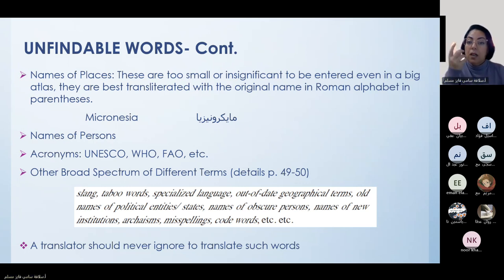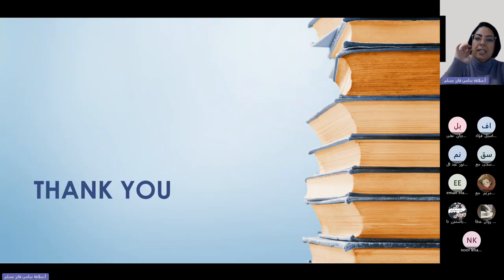You have to do research to find the right equivalent. Sometimes one page can take up to 2 to 3 hours to translate just because you need to do your research, and find the equivalent words. So this is unit 1 of translation 2.